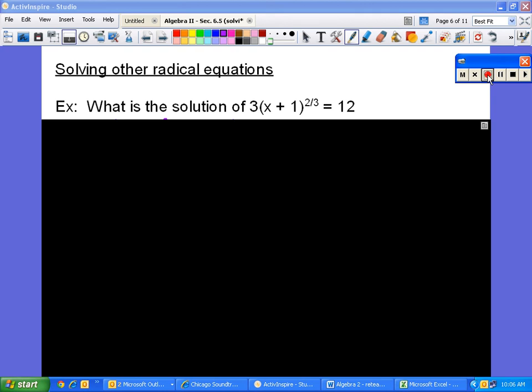So again, our goal, instead of isolating the radical, is to isolate the exponent. So what do you think is the first thing that I'm going to do here? If I want to get this by itself, what do I have to do? Subtract? That's not subtraction. Or multiply? That's not multiplication. That's division. It's 3 times x plus 1 to the 2/3 power. If it just said 3x equals 12, what would you do? You would divide. So just because it says 3 times something else doesn't change the way you do the problem.